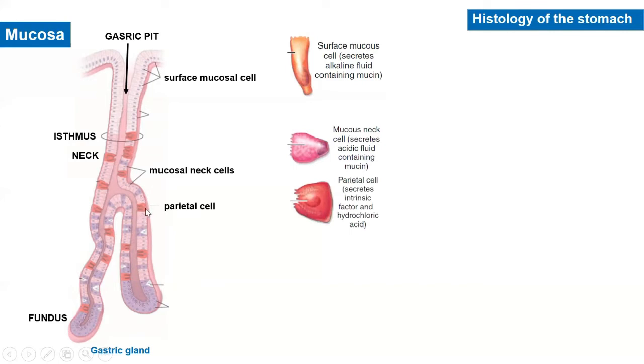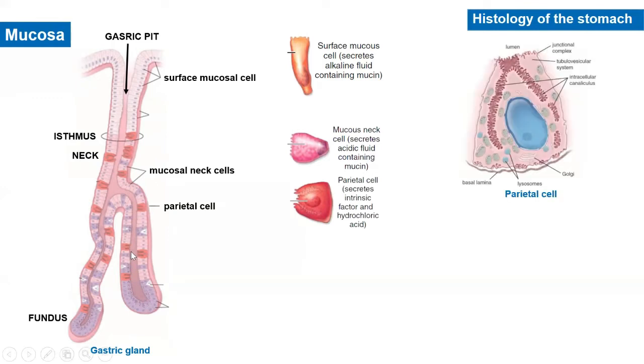Another important cell is the parietal cell. You can see this parietal cell. They produce hydrochloric acid and are present among the mucous neck cells, and also throughout the deeper part of the gland. And these are the parietal cells. Parietal cells secrete intrinsic factor and also hydrochloric acid.